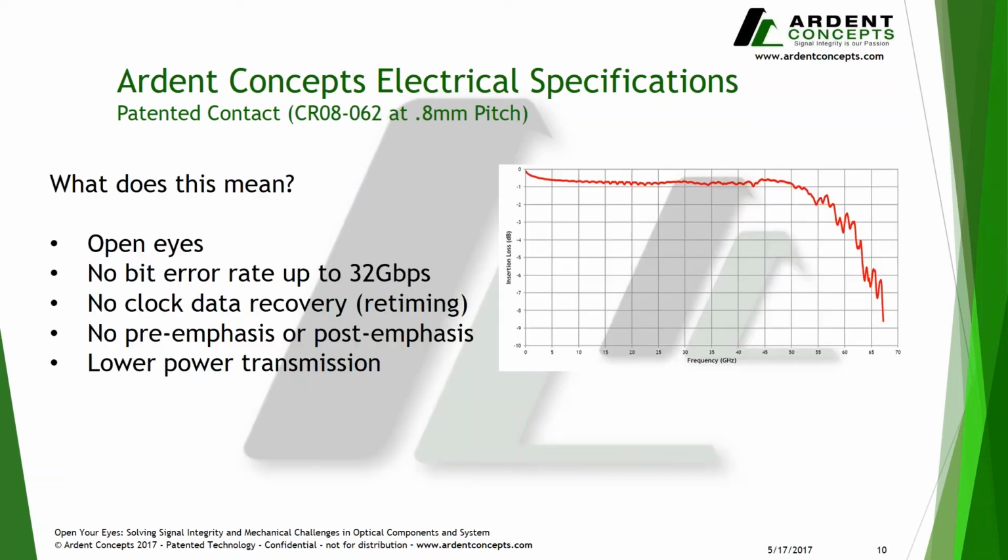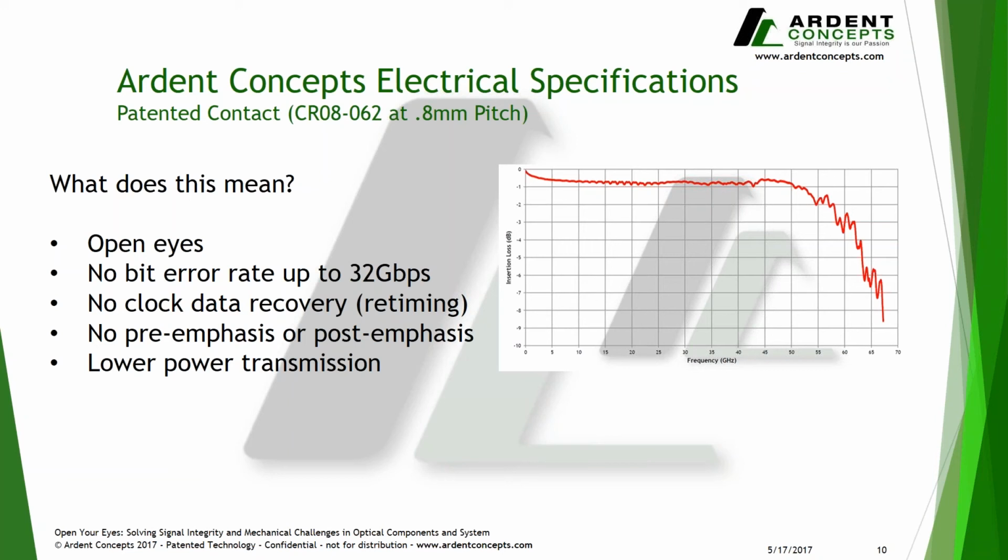Here is another example of that same contact technology, and we're showing the insertion loss over frequency. You can see how flat and linear that insertion loss is. And that's what's giving us those really clean eye diagrams, as we showed in the slide prior. So again, what does this mean? Open eyes, we're showing no bit error rate out to 32 gigabits per second.